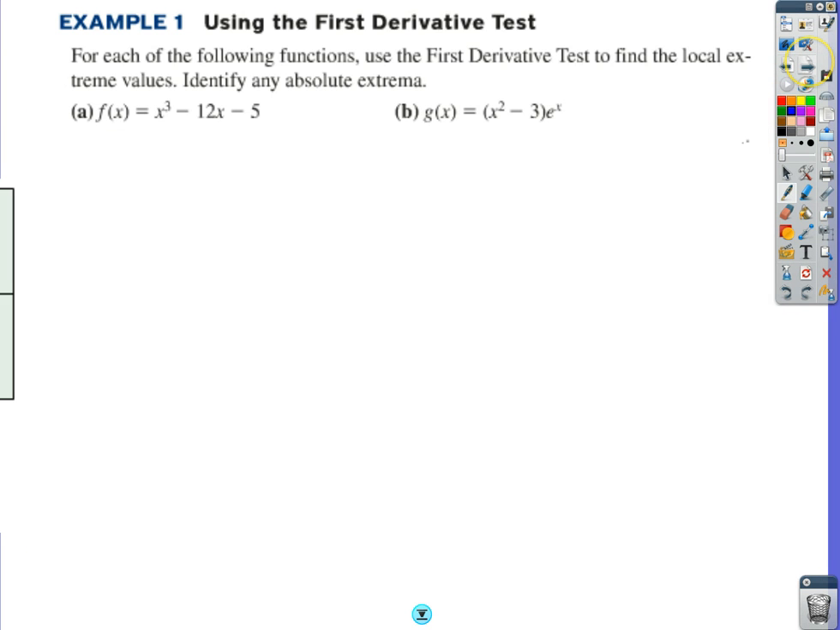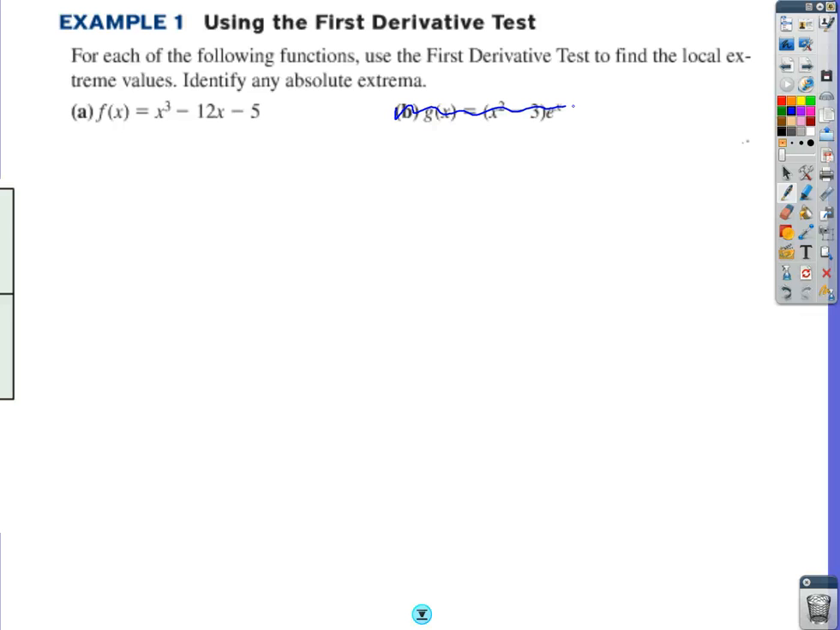So let's see how this actually works. On this slide, don't worry about B. You have a separate slide for B. So we're going to take a look at A. Use the first derivative test to find the local extreme values. Identify any absolute extrema. So first derivative test means that I need to take the first derivative.